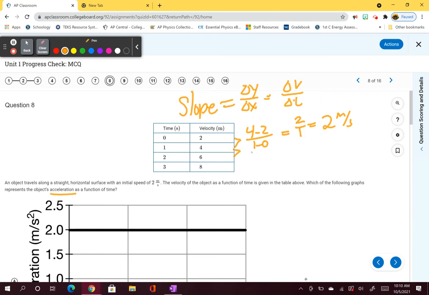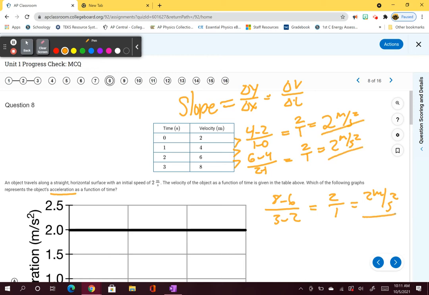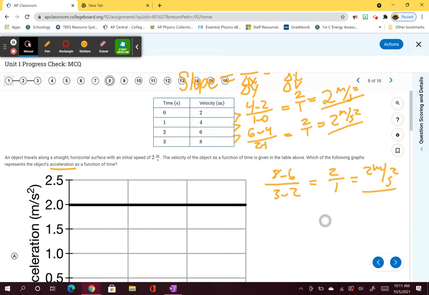Doing this again, 6 minus 4 over 2 minus 1. So it gives you 2 over 1, which gives you 2. That should be meters per second squared. Then we get 8 minus 6 over 3 minus 2, 2 over 1, which gives us 2. I would say our acceleration is constant. Yay! So let's find the graph that shows that our acceleration is constant.